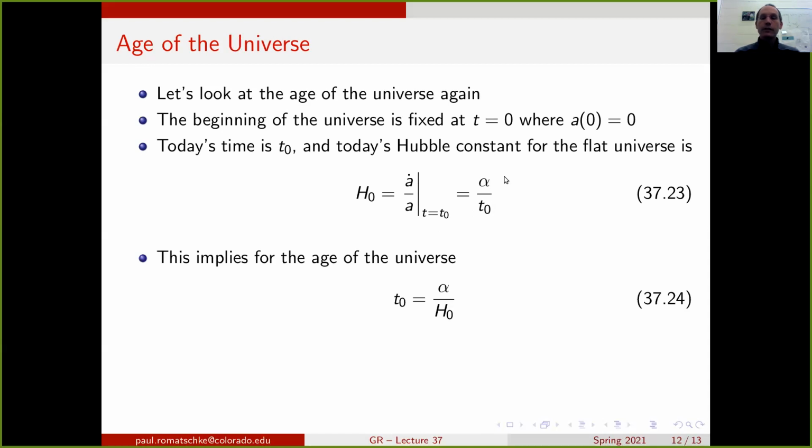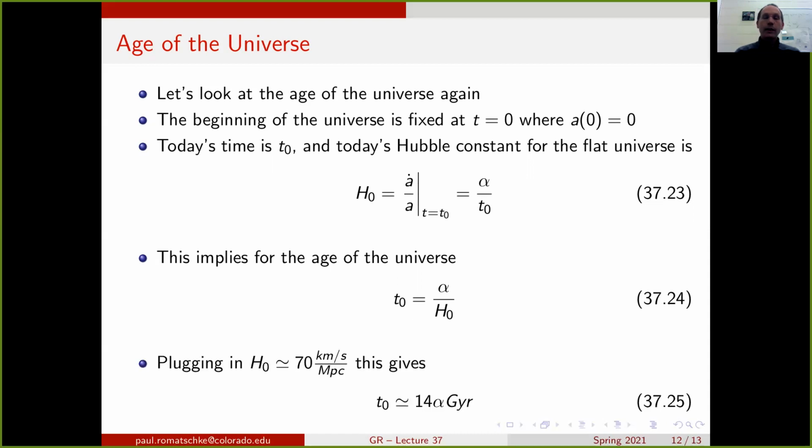So obviously, this means that we can express today's time t0 in terms of alpha and the Hubble constant. And today's time is nothing else but the age of the universe. So we get that the age of the universe is alpha divided by h0. We can now use precise observational data for h0 and plug this in. If we use something like 70 kilometers per second per megaparsec for the Hubble constant, this means that the age of the universe is 14 times alpha gigayears, so 10 to the 9, or billion years.